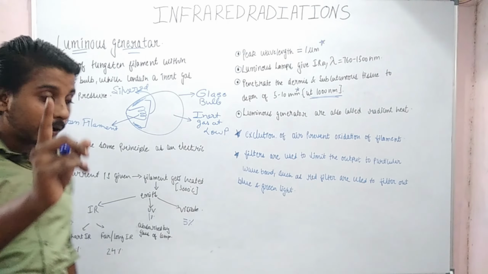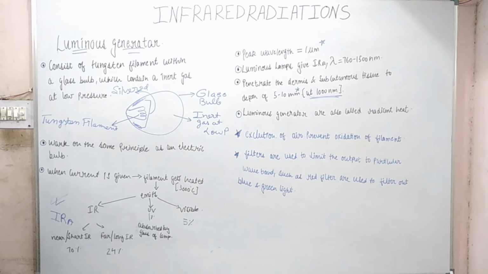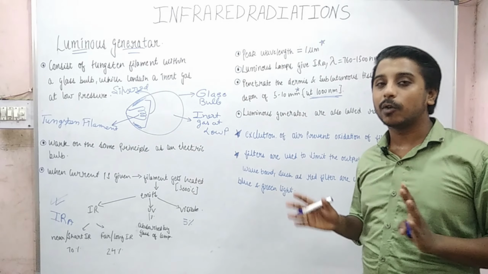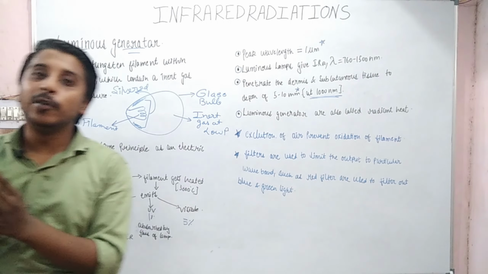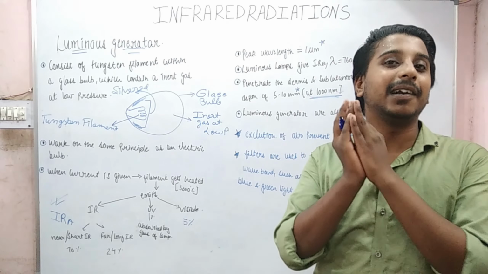But the most important point is that it gives more IRA. So luminous generator, IRA. You need to memorize this point. Okay, so now we will directly move toward the non-luminous generators.